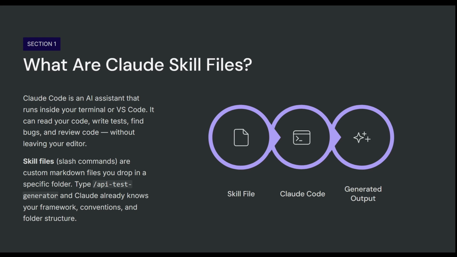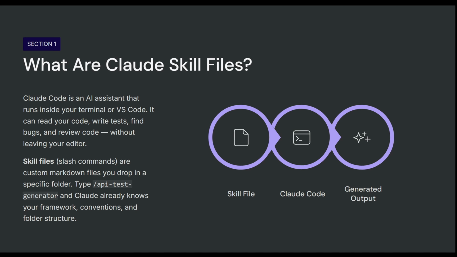Now, the specific feature I want to talk about is called skills files, sometimes called slash commands. And here's the thing, Claude Code lets you create custom commands for your project. You write a markdown file with some instructions. You drop it in a specific folder, and then you can run it at any time just by typing a slash command. So instead of typing a big long prompt every time you want to generate API tests, you just type API test generator and give it a few details. Claude already knows what you want, how you want it formatted, and what framework you're using.